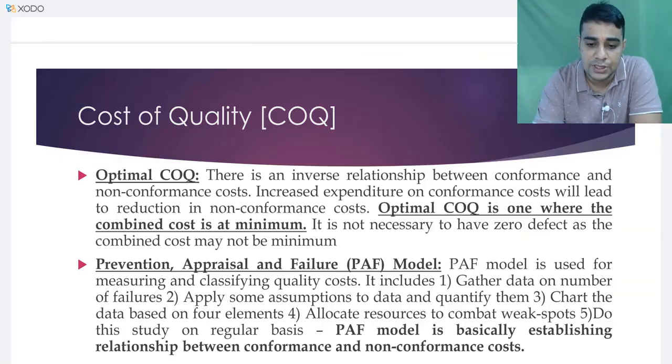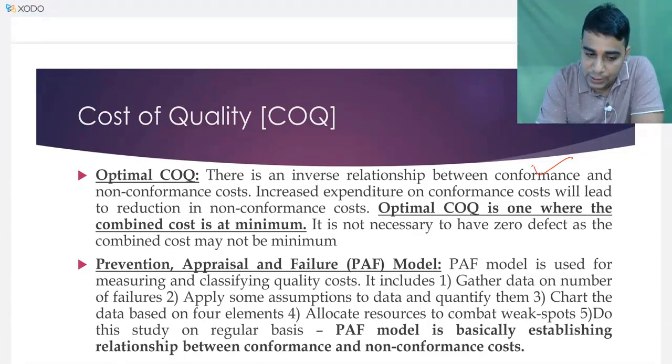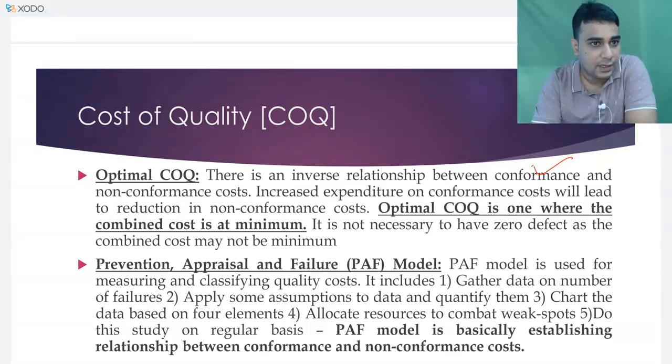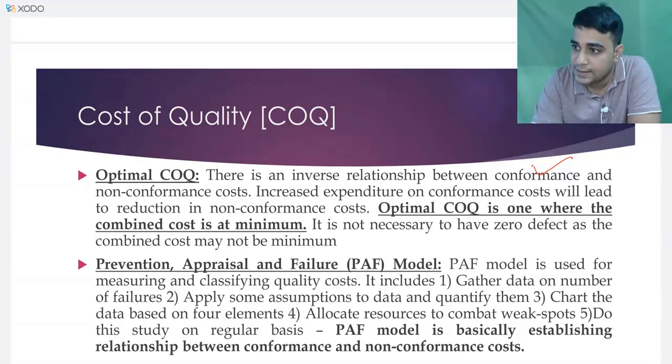There is an inverse relationship between conformance and non-conformance cost. Increased expenditure on conformance will lead to reduction in non-conformance cost. Optimal COQ is one where the combined cost is at minimum. It is not necessary to have 0 defect, as the combined cost may not be minimum. TQM as a principle focuses on 0 defect. The optimal COQ says it's not necessary to have 0 defect, but TQM as a principle wants 0 defect.